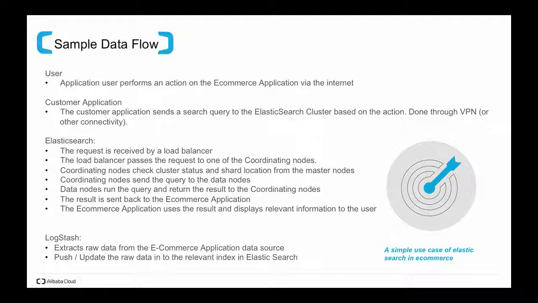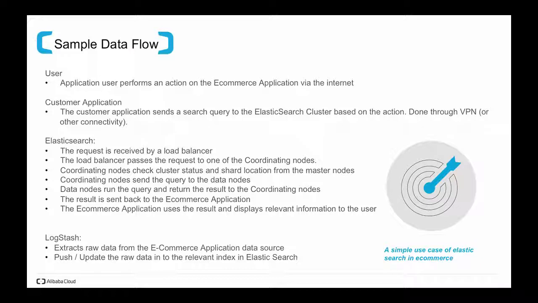Now what happens inside Elasticsearch? So till now the query has come to Elasticsearch. The request is received by some form of a load balancer. The load balancer passes the request to one of the coordinating nodes or master nodes depending on how you deployed Elasticsearch. Now this node checks the cluster status and where this particular data is located. Remember, shard is where the data is physically located, and this information is available with the master nodes. Now, once this information is located from the master nodes, the query is sent to the data nodes.